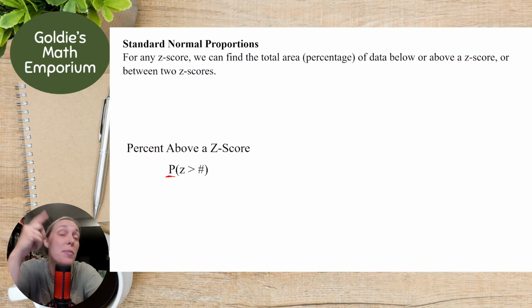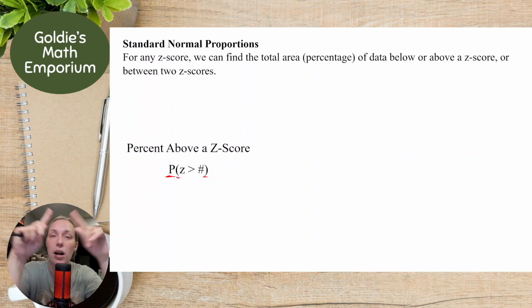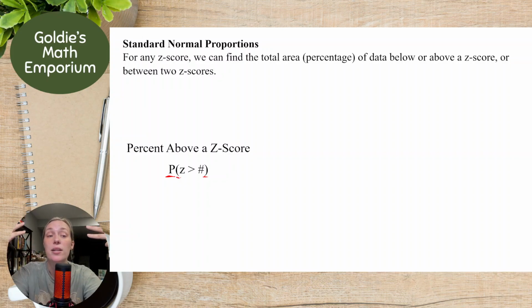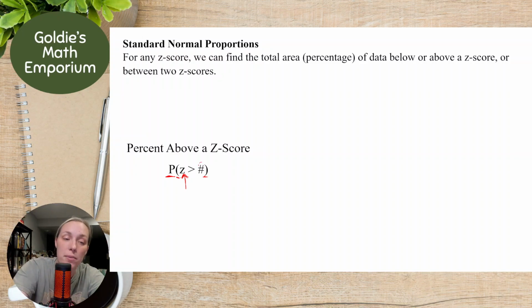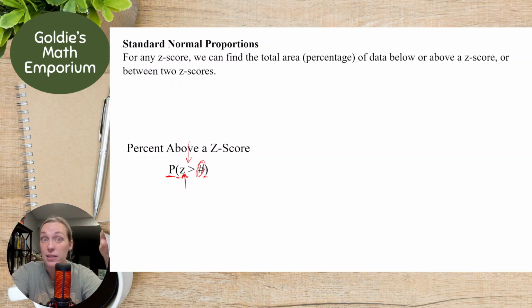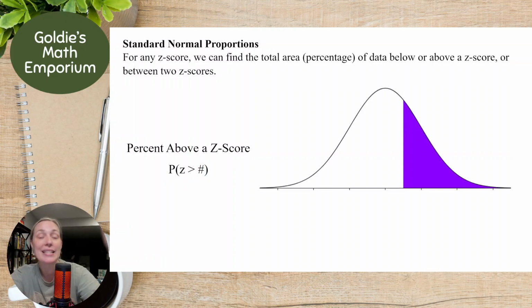So capital P, think of it as percent. Percent of, and then these parentheses are just part of the notation, okay, that we're using. And then we're saying our z-score, this is z. So we are signaling that, hey, this is going to be a z-score. This number right here is a z-score. And now I want to know the percent above a z-score. So greater than this number. Okay. What percentage of z-scores, what percent of my data are above this value?